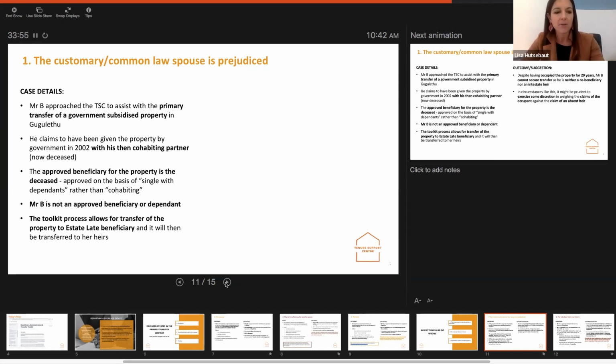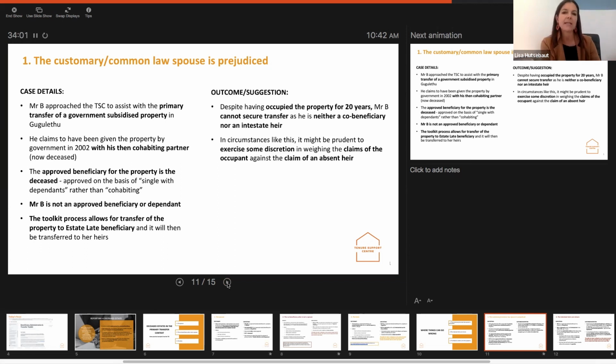You can just bring up the next block for me, Kezia. But basically the warning we want to put here is that he's lived in the property for 20 years. In circumstances like this, it might be prudent to exercise some discretion in looking at the claims of the occupant versus the claims of an heir who has got his own life, is living elsewhere, but now has popped his head up and said, oh no, but hang on, it's my mother's property.